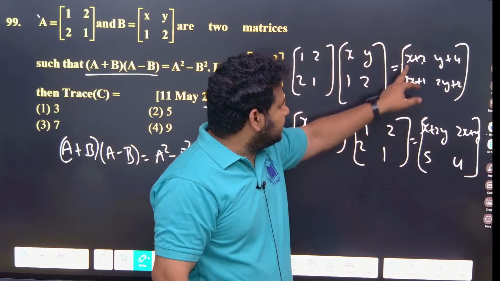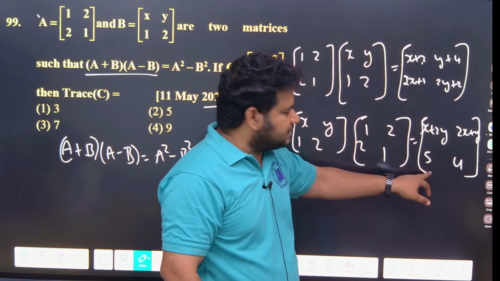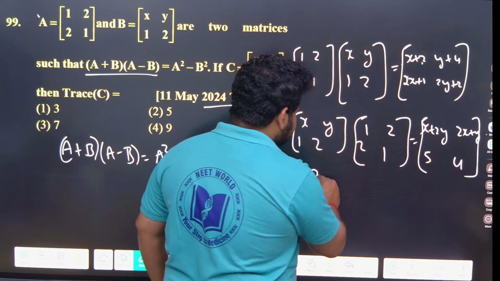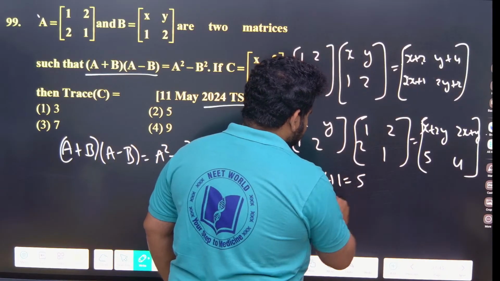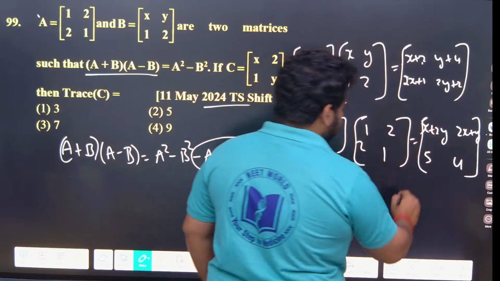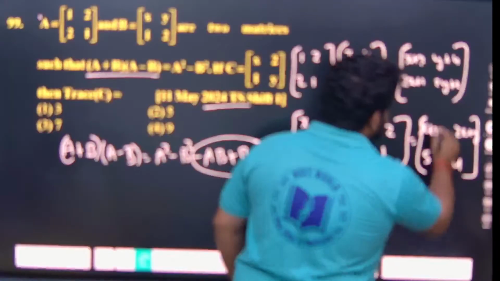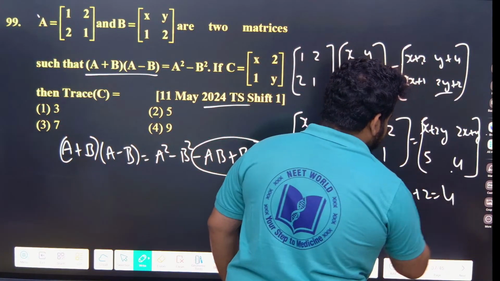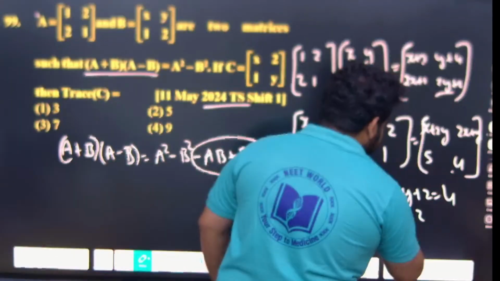Now you find out, 2x plus 1 is what? 5. So x is equal to 2. Please focus. 2y plus 2 is what? 4. So 2y is equal to 2 and y is equal to 1.